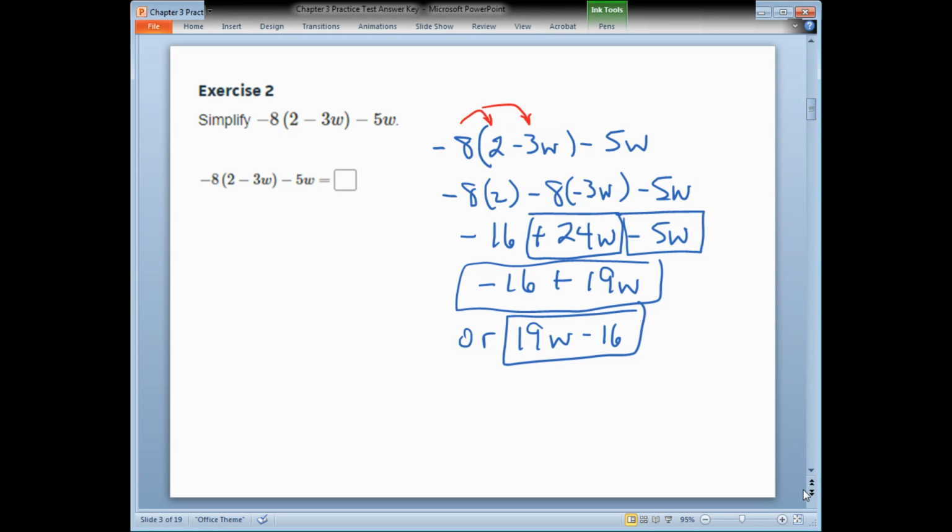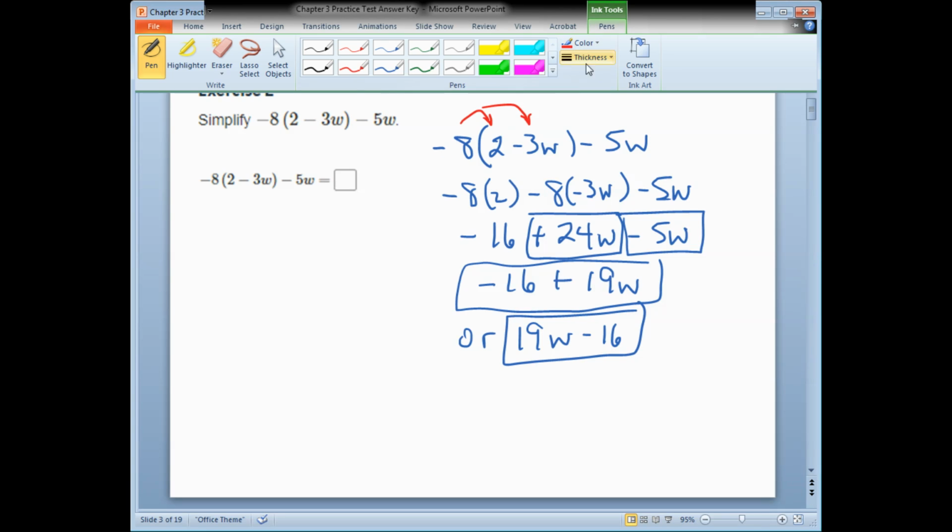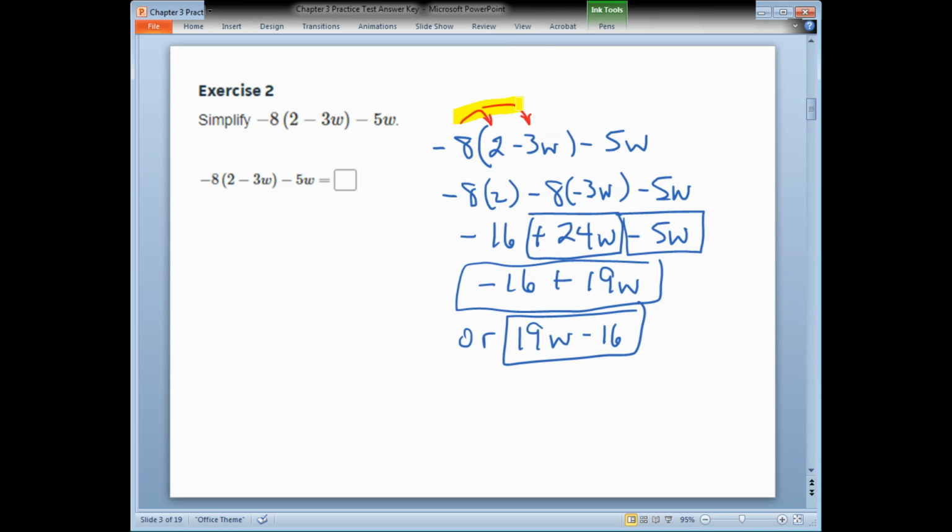Number two, you know what property this is that I have to use when you see these arrows? That's the distributive property. Why? Because I have to do step 0, get rid of the parentheses. So I use this distributive property. It's negative 8 times positive 2, and negative 8 times negative 3w, and then I just have this negative 3w there. And I have two terms that are like terms, and I combine them, and I get my answer. Negative 16 plus 19w, or 19w minus 16.